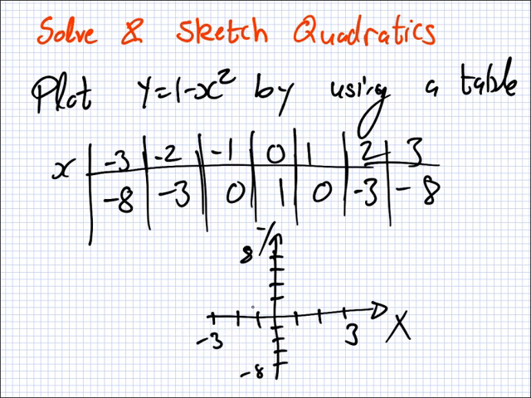So where's my first point? It's at minus 3, minus 8. Minus 2, minus 3. Minus 1 is a root. 0 is 1, and 1 is 0 again. And then this is back down here, and then this is back down here. And we get this shape.